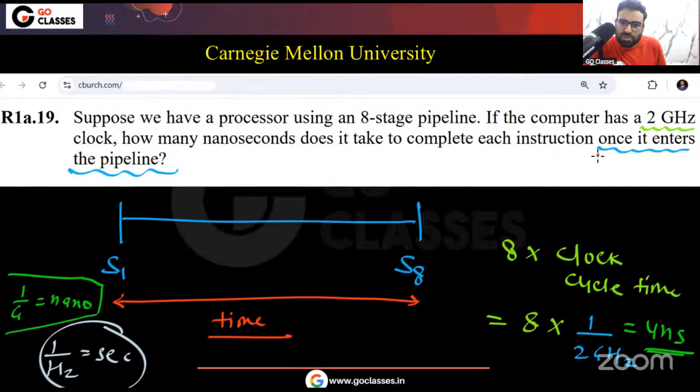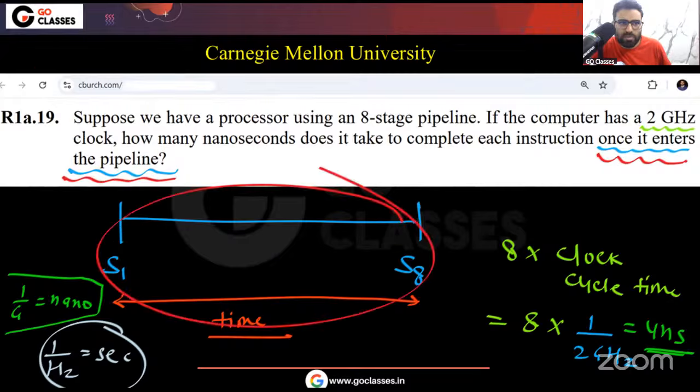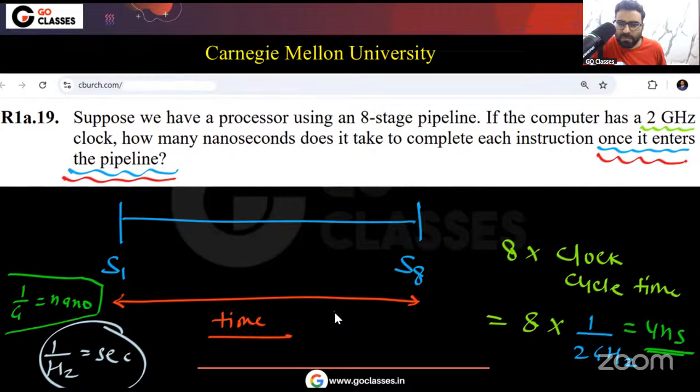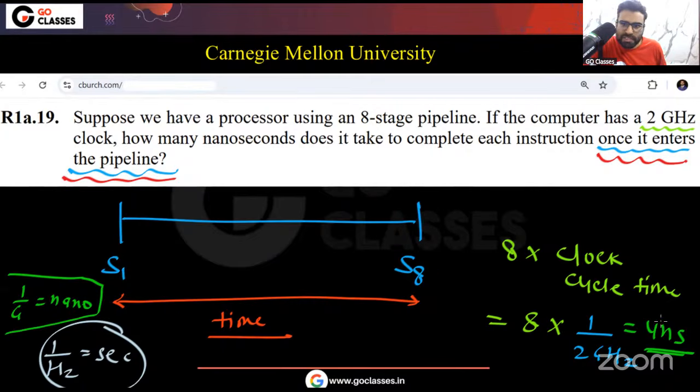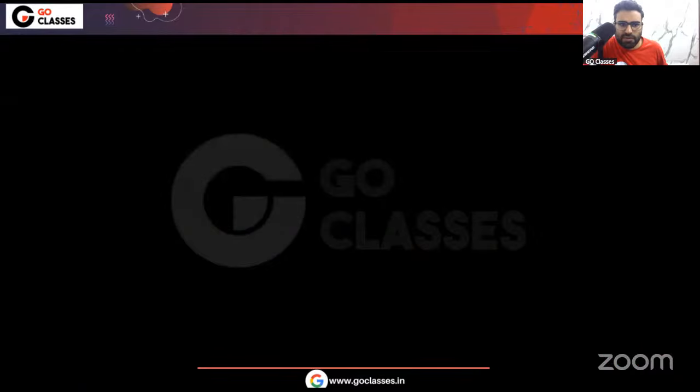So focus on this: once the instruction enters the pipeline, to its completion, how much total time will it take? From an individual instruction's point of view, it will take 4 nanoseconds. But remember, if you have 100 instructions and I want the total time for completion of 100 instructions, then what will be the answer? Let me know. Let's assume you have 100 instructions.